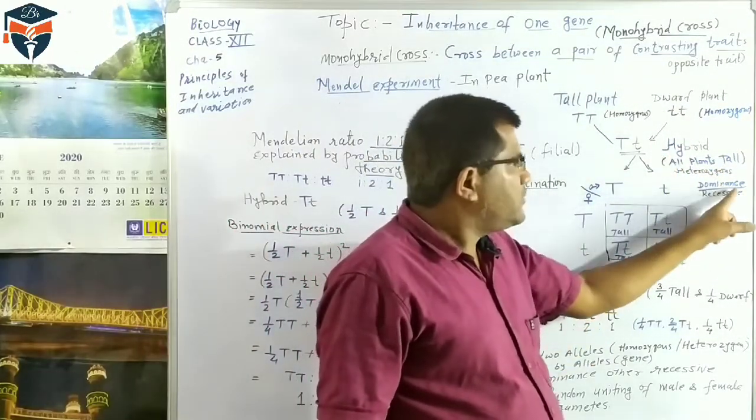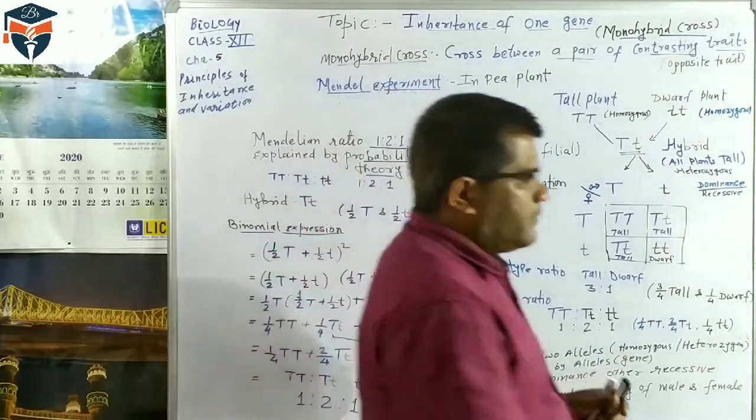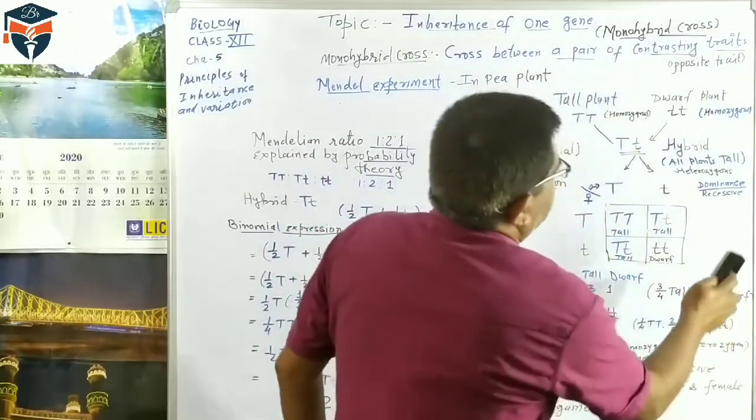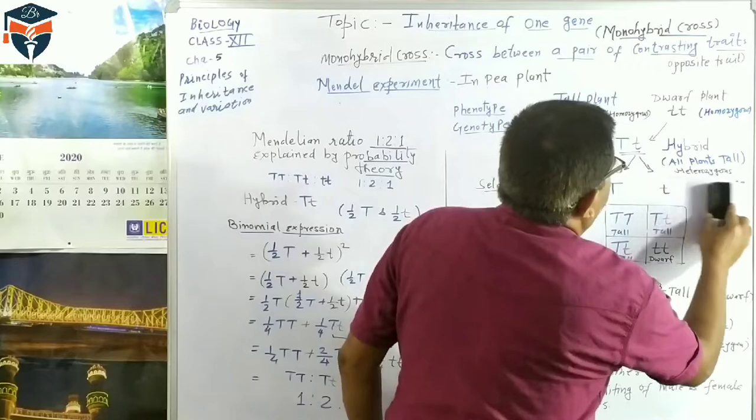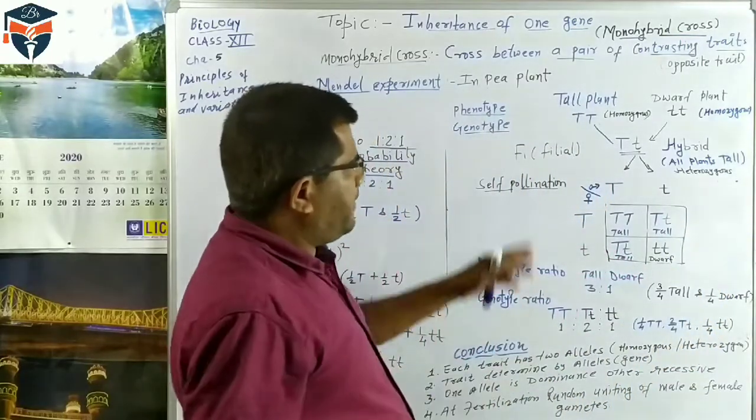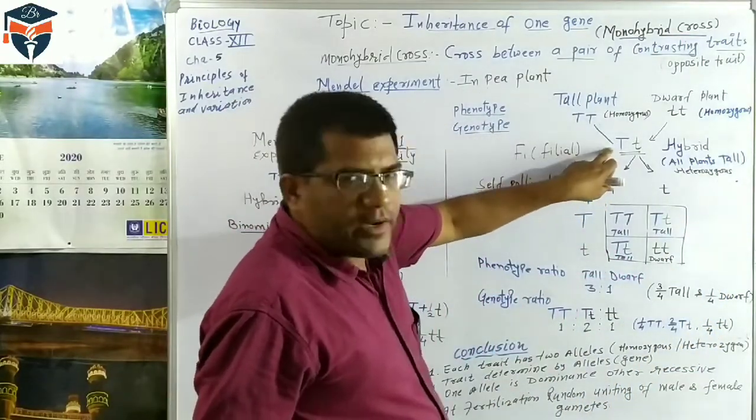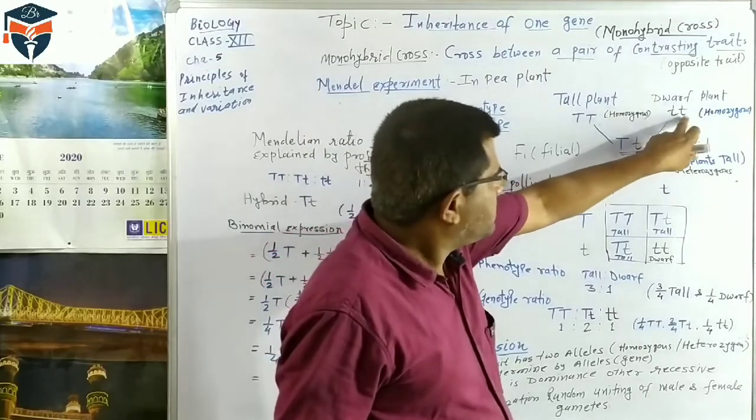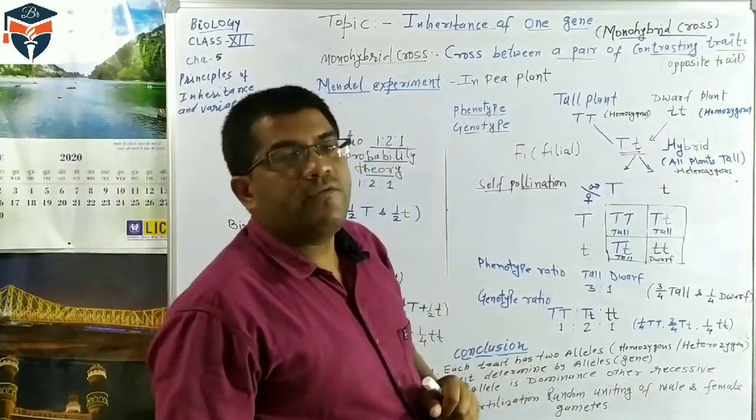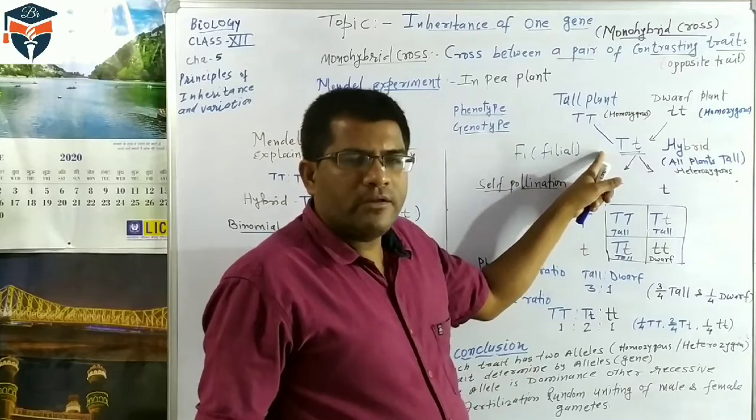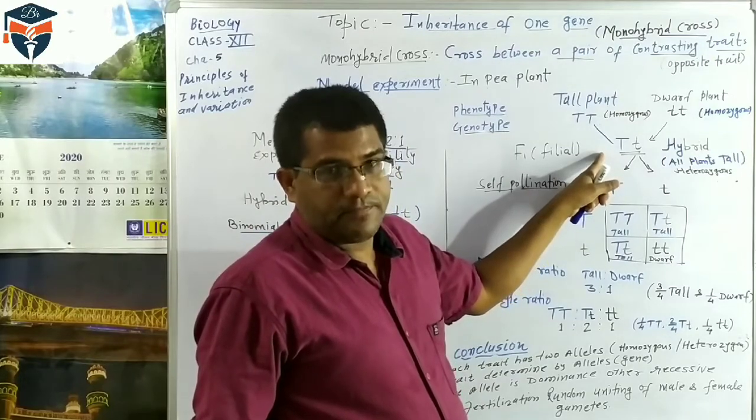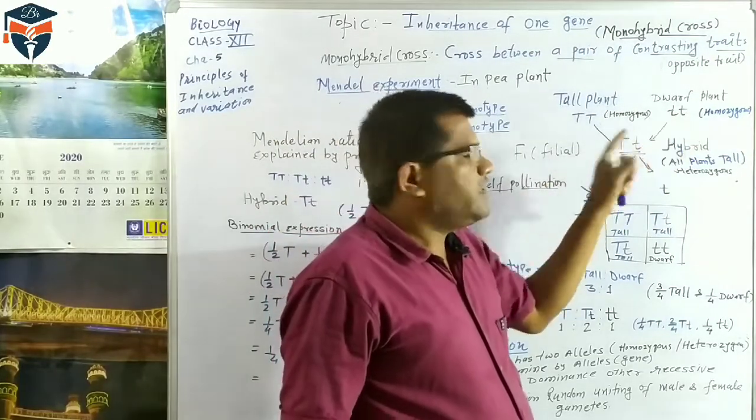It means tallness is a dominant character and dwarfness is a recessive character. In other words, capital T is a dominant allele and small t is a recessive allele. Dominant allele is the allele which is expressed, and recessive alleles are alleles that do not express.